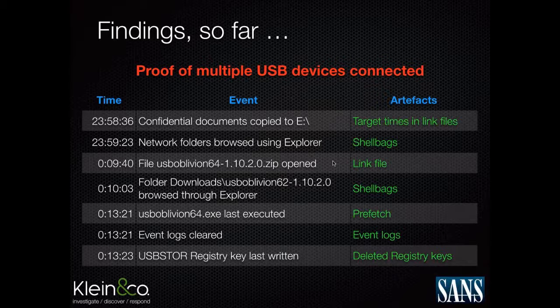Also, we saw the browser activity around USB Oblivion, which I haven't listed here. We saw the USB Oblivion folder itself being browsed through the shell bags. We saw the program being executed through prefetch. We saw the event logs being cleared upon program execution. We saw the USB registry key. We saw writing activity to that as well. Okay, so we've put together a pretty good story of what happened.